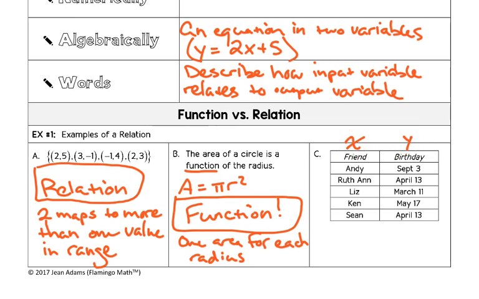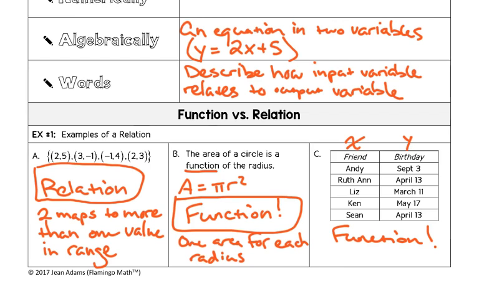All right. Now, for this to be a function, each element of my domain can only map to exactly one element in the range. Right? Is that the case here? So if I look at Andy, does Andy have more than one birthday? No, he doesn't. He only has one birthday, right? So in this situation, this is indeed a function.